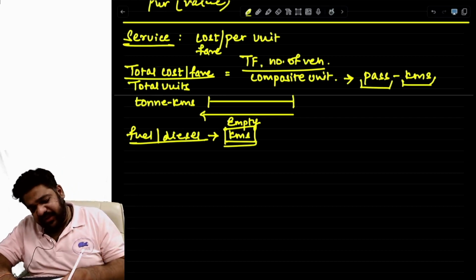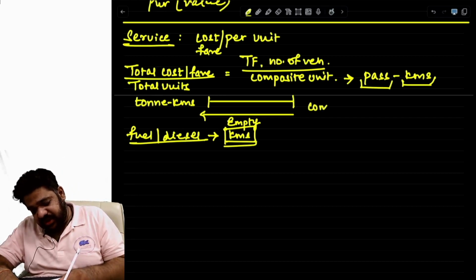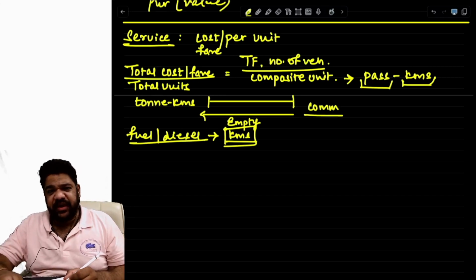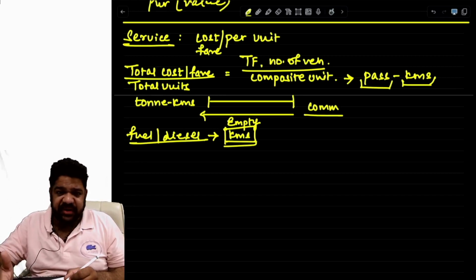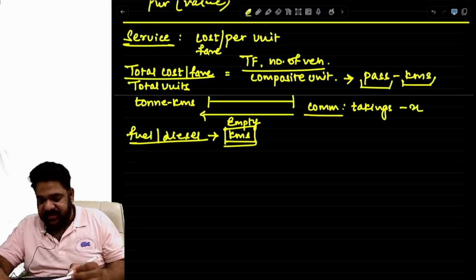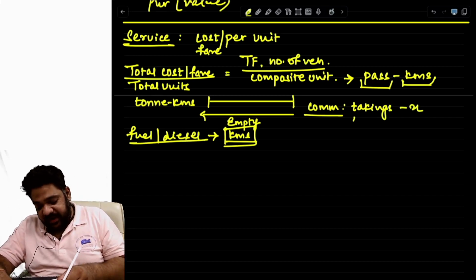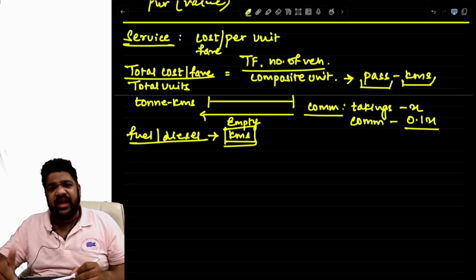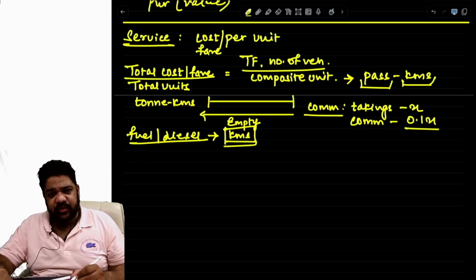Apart from that, we have very small adjustments like commission and all. They say commission is 10% of takings, 15% of takings, something like that. So in this situation, what do we do? We assume the takings to be X. And then if the commission is 10% on takings, we put that as 0.1x. That way we are able to solve the entire equation.